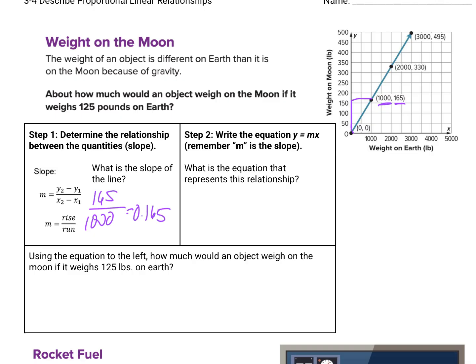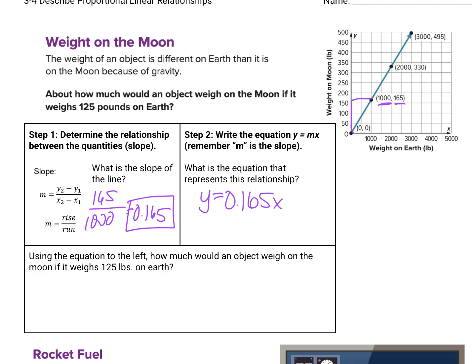So let's take a look at step number 2. It says write the equation y equals mx. Remember, m is our slope. Okay, so all we need to do here is plug in what our slope is. Okay, so we still have y equals m. This right here is actually our slope from step number 1. So that is going to be in place of m, just like this. And then we have x that follows. So we'll always still have our y and our x, unless we are solving, which we're actually going to take a look at in step number 3 in just a second here. But remember, when it says what is the equation that represents this relationship, this is the equation that we're using. So y equals 0.165x.